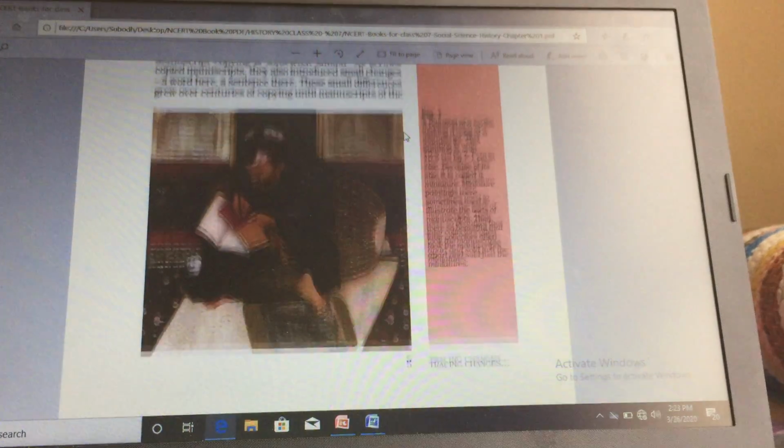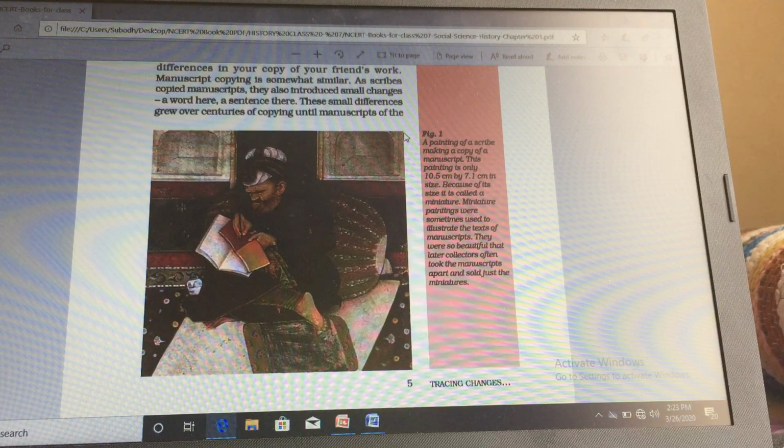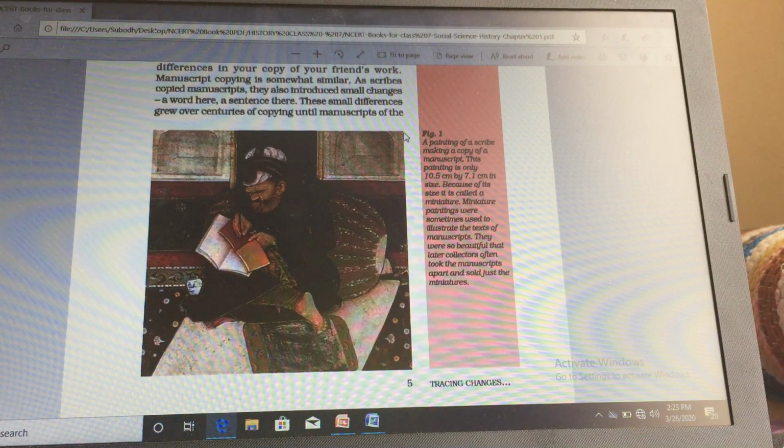Now, here you can see a painting of a scribe making a copy of a manuscript. Children, you remember we studied scribes? Scribes are the people who copy. What do they do? They copy the original manuscript. So here you can see a scribe who is trying to copy a manuscript.